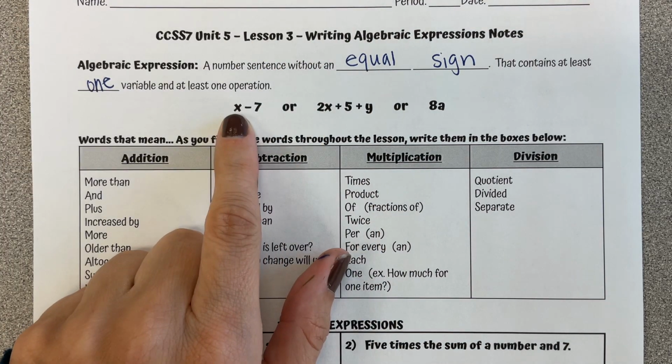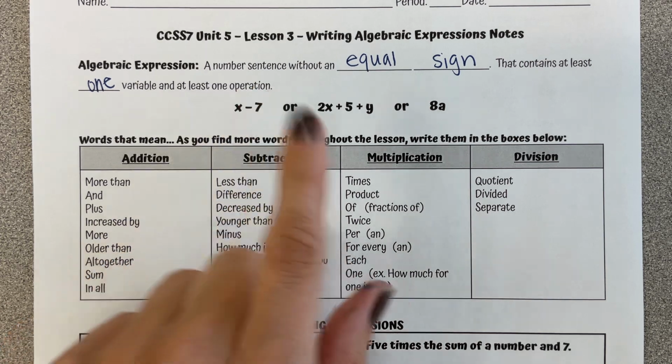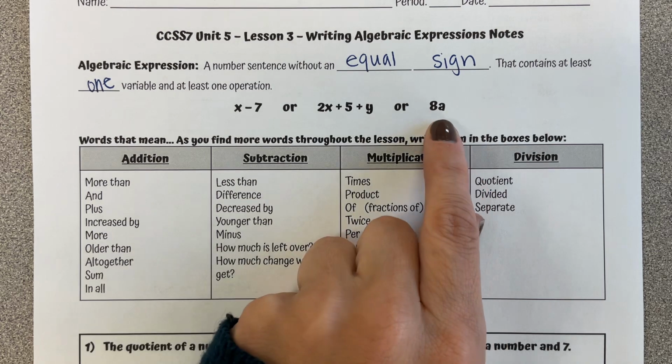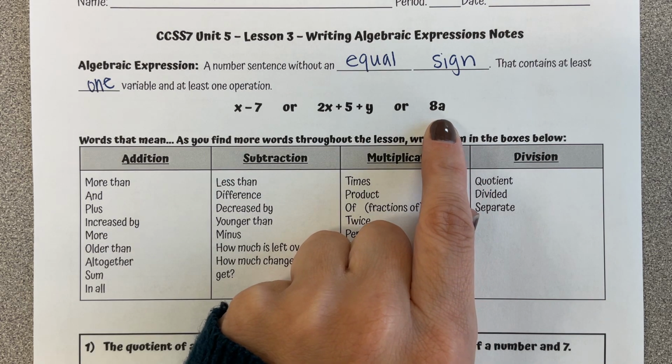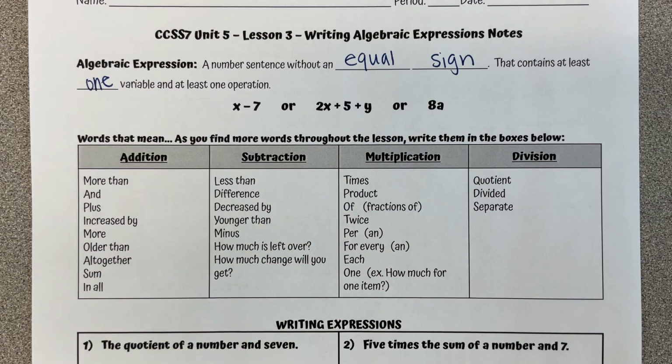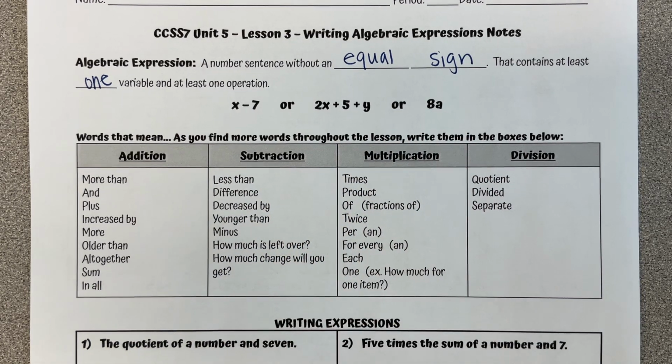So here we see our variable x, operation subtraction. Variables x and y, operation addition. Variable a, we don't see the actual operation here, but when you have a number next to a variable, that means multiplication. So therefore, we do have our operation.